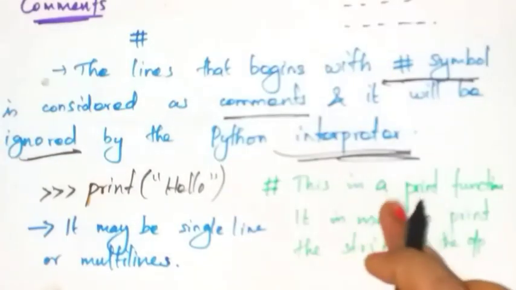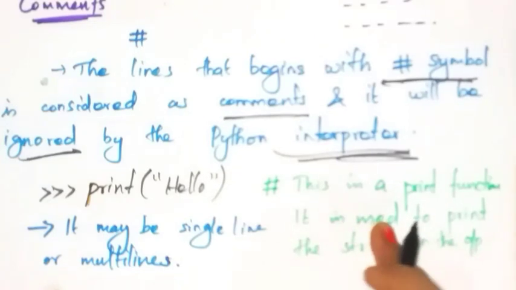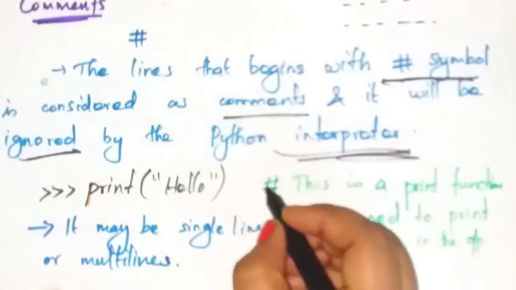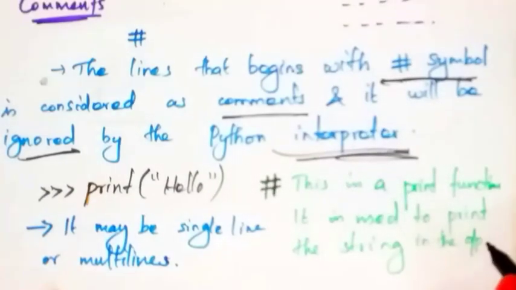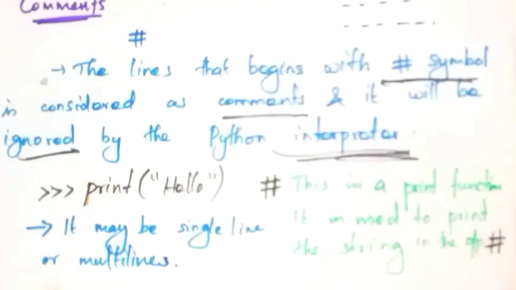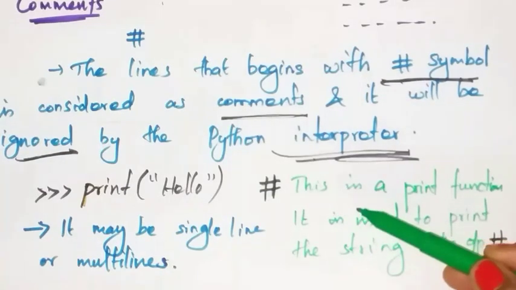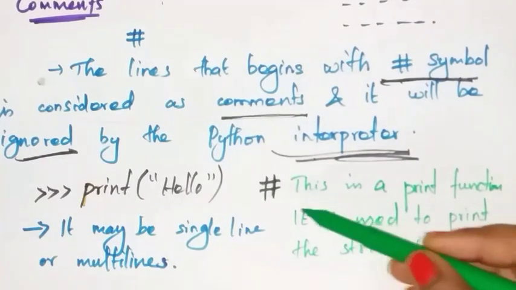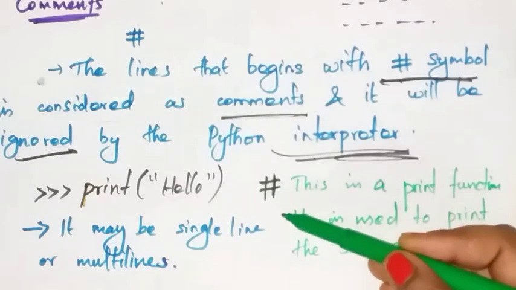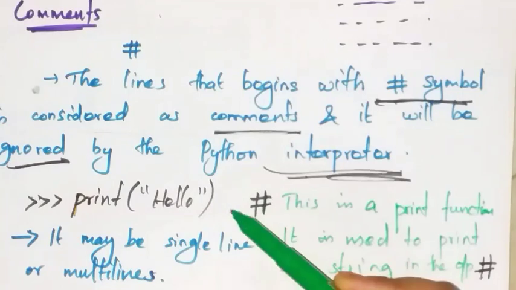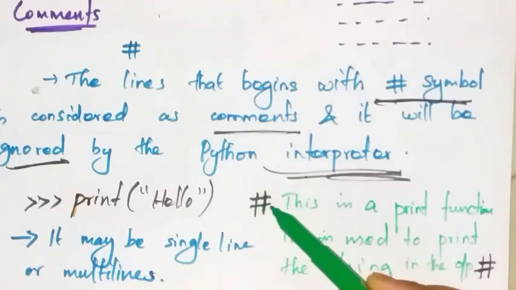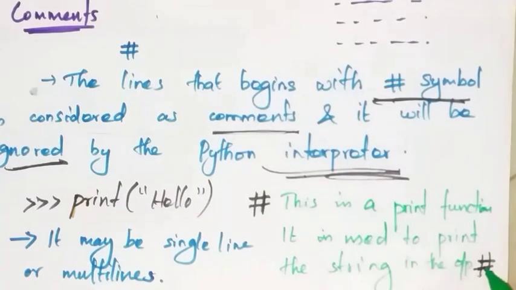You have to write this multi-line comment within a set of hashes. This is one hash, and at the end of this comment you have to write another hash symbol. Otherwise, if it is a multi-line comment, you can give the hash symbol for each line of the comment. So Python ignores everything after the hash symbol up to the end of that line.